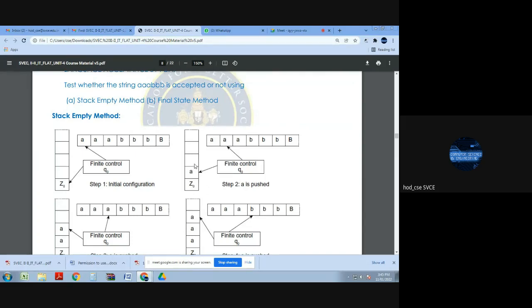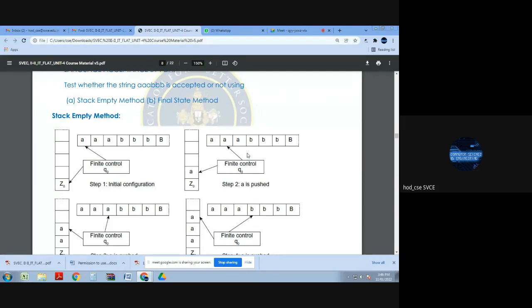Automatically the read-write head will move to the next block. The next block is again Q0 comma A comma A. We need not bother, as any number of A's can be present. We'll simply store all the A's into the stack. Once we get a B, then we'll perform the pop operation.